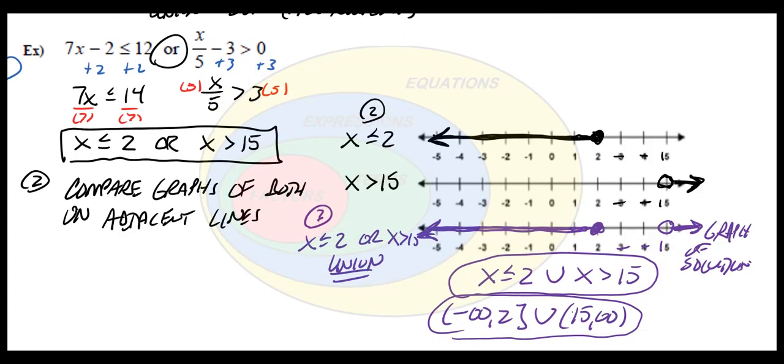So again, with an OR connector, we want our answer to have all of the possible solutions. So we get the number line generated with x less than or equal to 2, including the number line generated with x greater than 15. So we have two parts of the graph. The inequalities, we have two parts, and we use a union symbol between them. And then with interval notation, we have two parts, and we just use the union symbol between those two. All right.